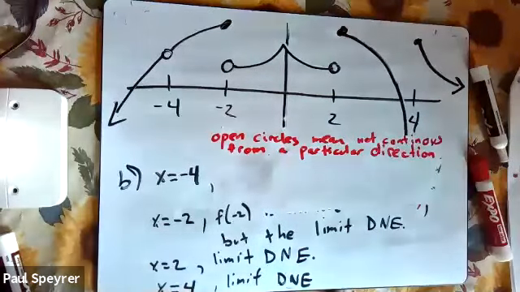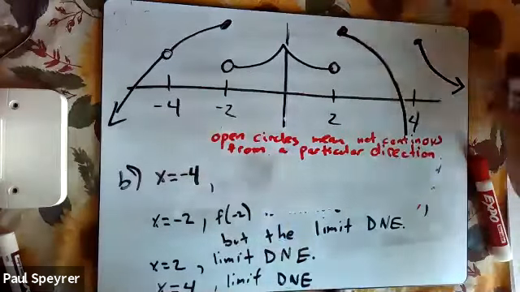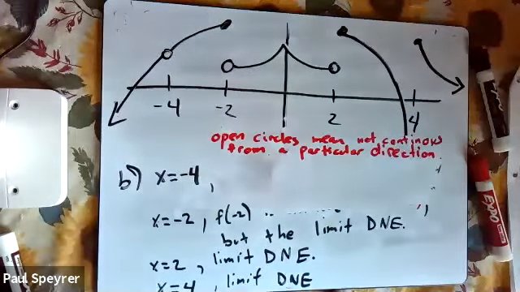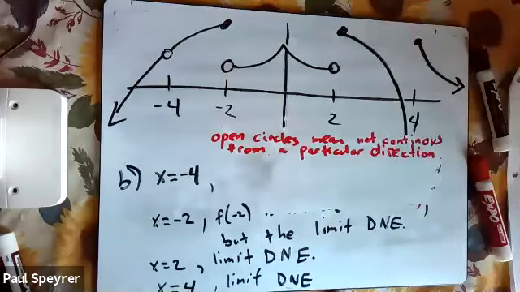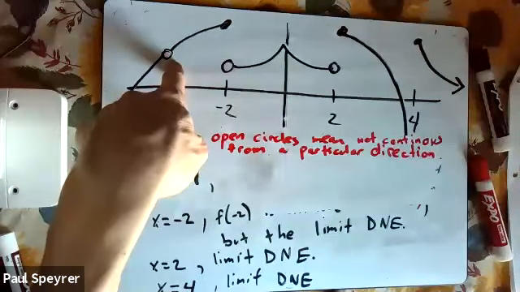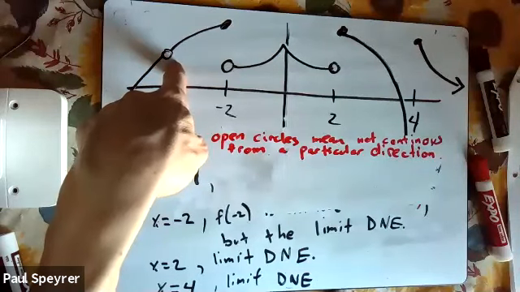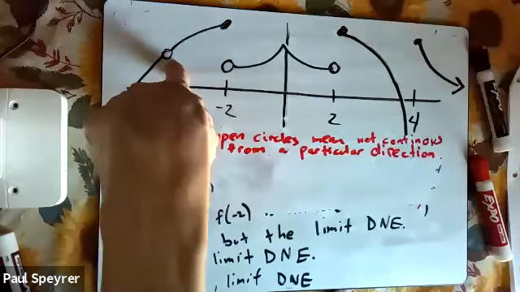So if you had a solid circle, it would mean that yes, it is continuous from that particular direction. Now at -4, you may be asking, well, from what direction is it continuous, from the left or the right, or is it not continuous? Because we see an open circle, correct? So it's got to be not continuous from some direction, the left side or the right side. Well, it's actually both in this instance, okay?